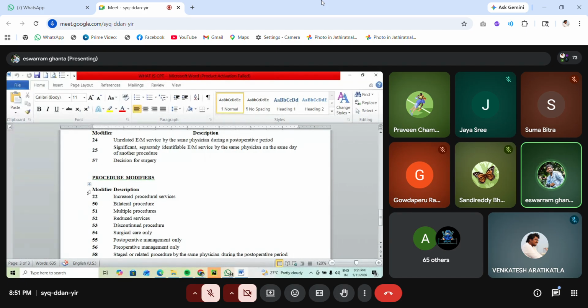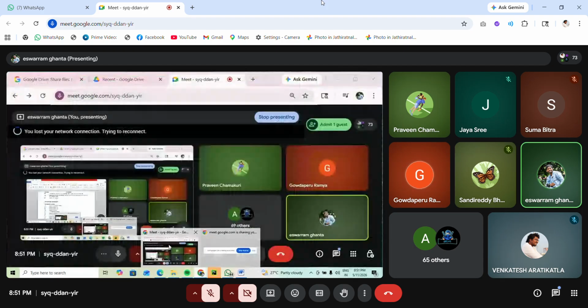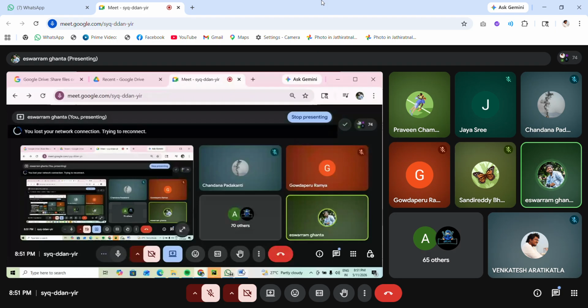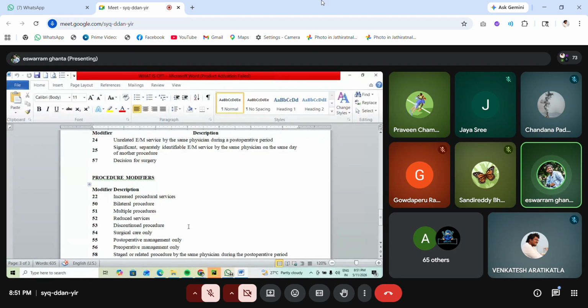So did you understand now what is the use of the modifier? Yes, sir. So this is the use of the modifier. Again, same procedure. Just remember this.